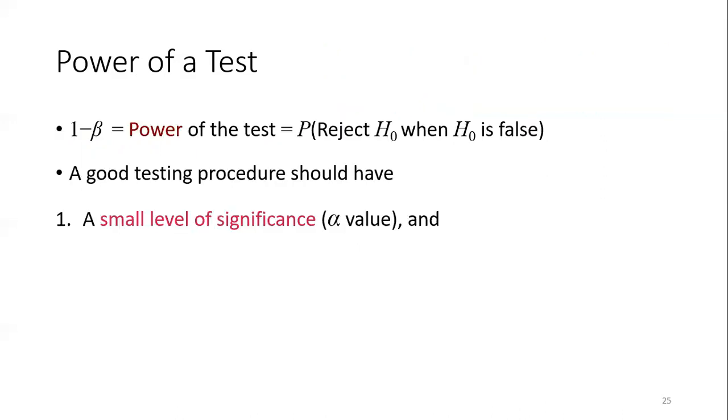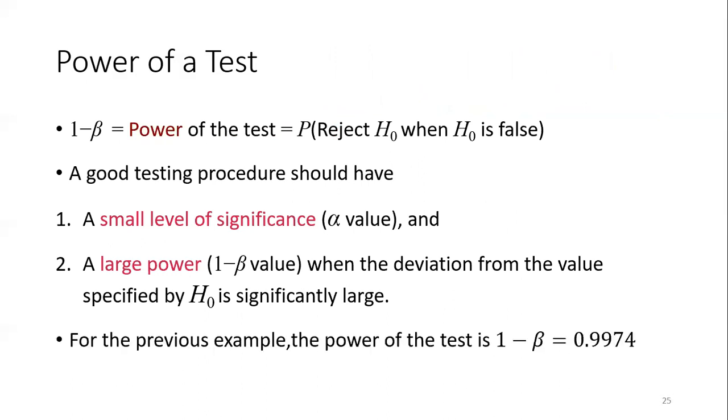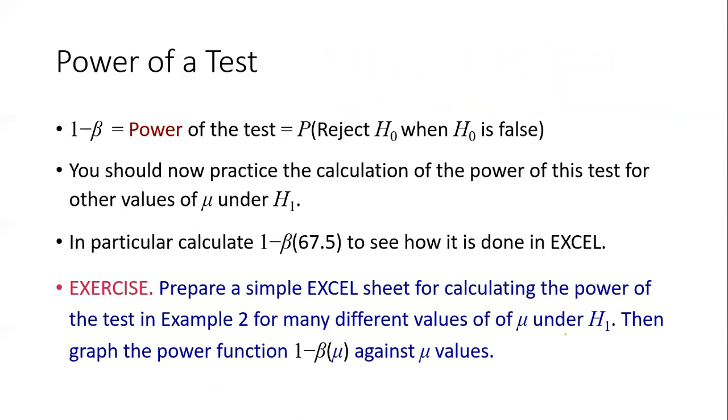So a good testing procedure should have a small level of significance and a large power, or a small probability of type 2 error. Okay, so in the previous example where we have alpha equal to 0.05 and beta was equal to 0.26%, the power is 0.9974. So that's a pretty large power. Okay.